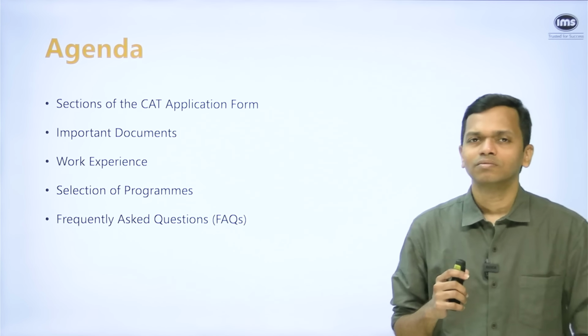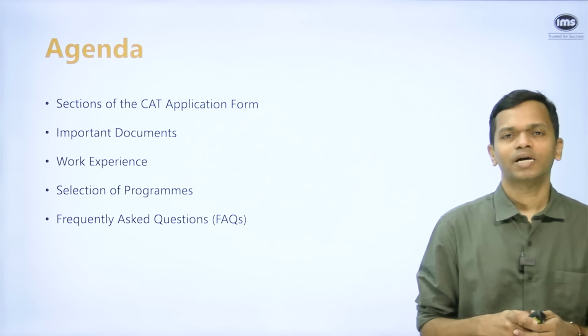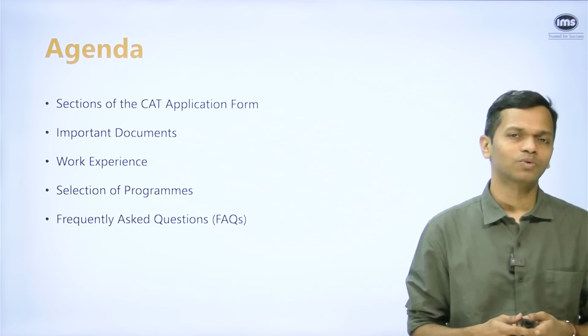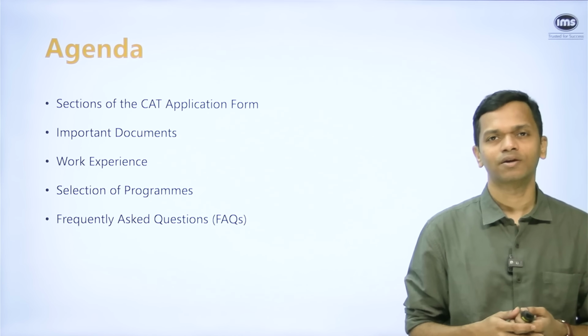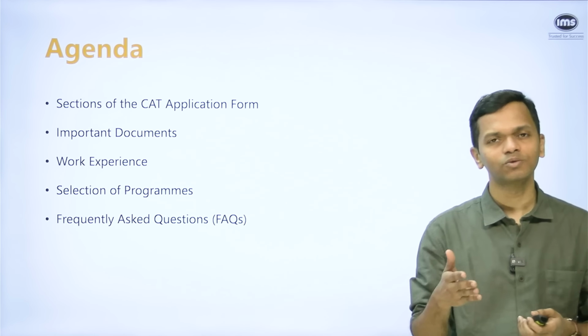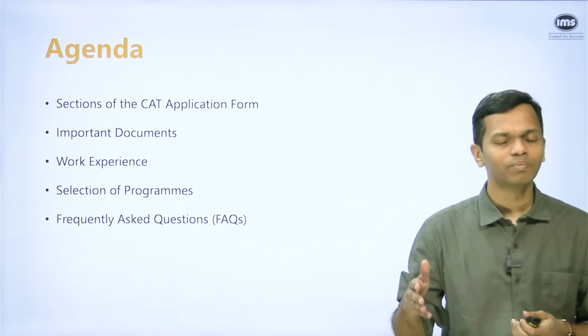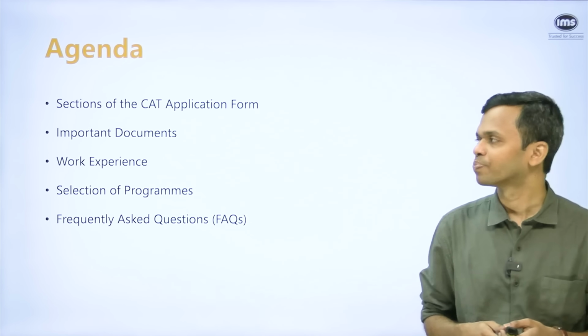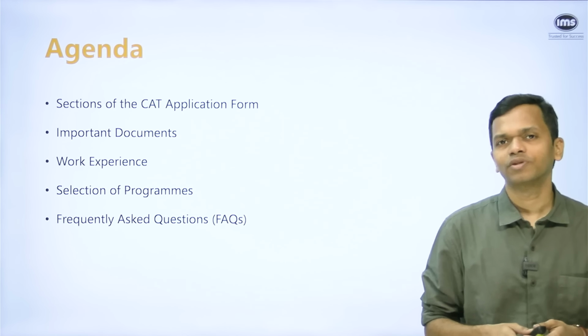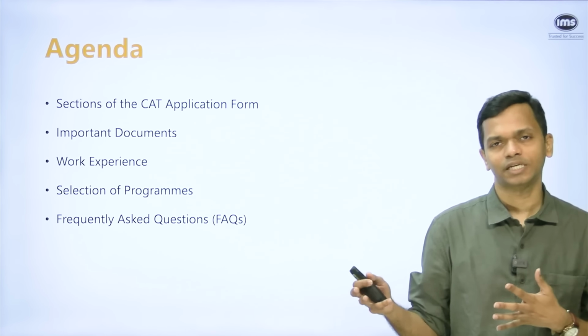Now, when you look at the CAT application form, as we discussed in the second episode on the timeline of CAT registration, it starts in August, continues till September, CAT is conducted in November, and then the results are announced in December. So we'll be talking about the sections of the CAT application form. What different sections are there.